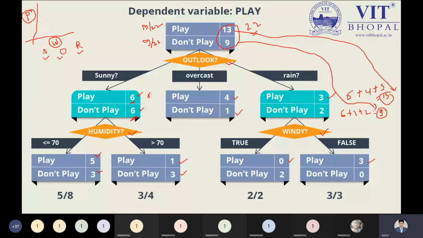Overcast does not have any kind of children. Rain is also identified based on windy, so we have true or false. So we have the condition. We categorize our information level by level, and that is the simple thing.